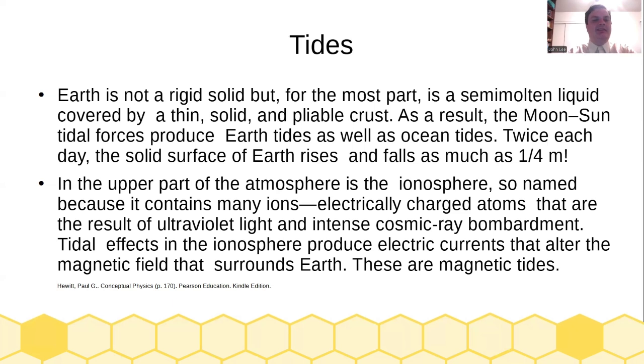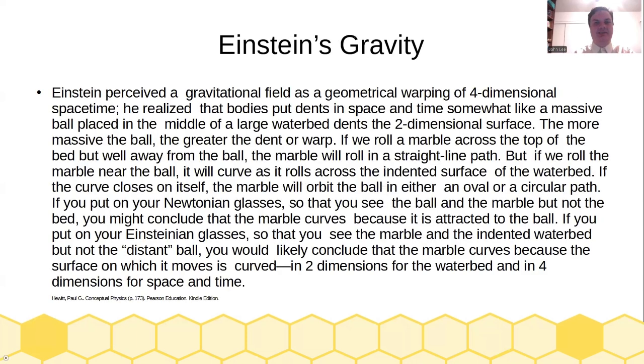But in addition to magma and the oceans, in the upper part of the atmosphere, there is an ionosphere, so named because it contains many ions, which are electrically charged atoms that are the result of ultraviolet light and intense cosmic ray bombardment. Tidal effects in the ionosphere produce electric currents that alter the magnetic field that surrounds Earth. These are called magnetic tides.